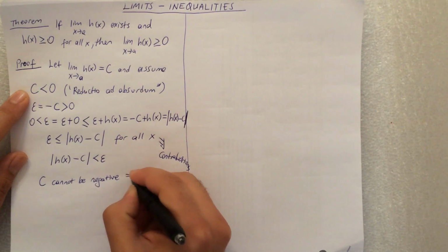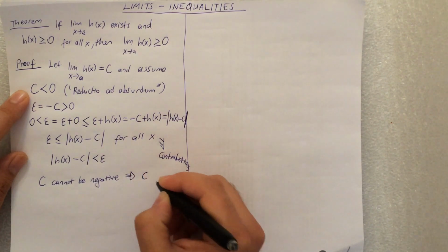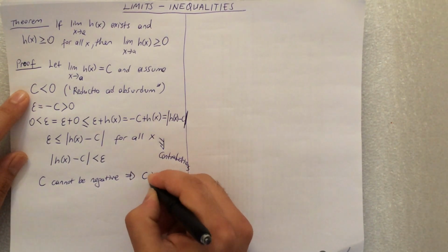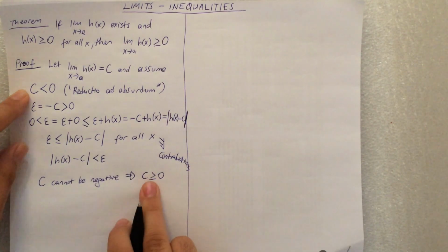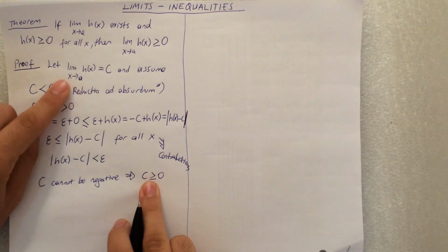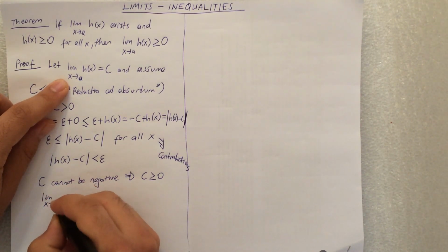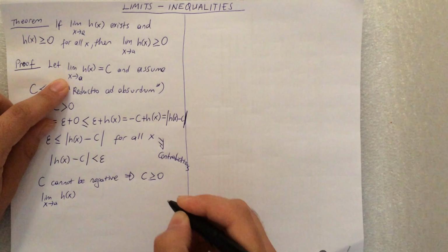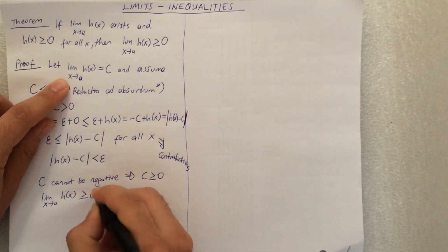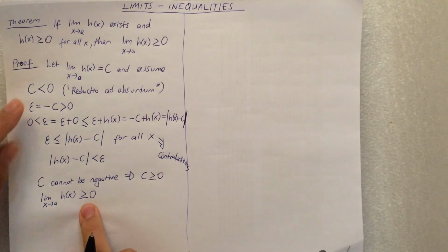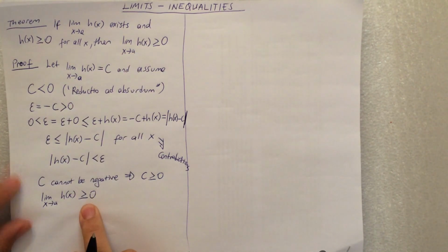And hence, c is larger than or equal to 0. And c was the limit of h(x) as x goes to a, which means that the limit as x goes to a of h(x) is going to be larger than or equal to 0. And this proves that theorem.